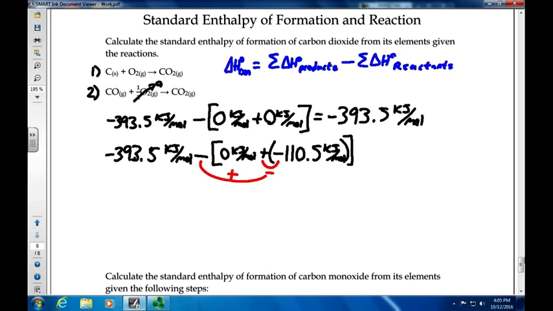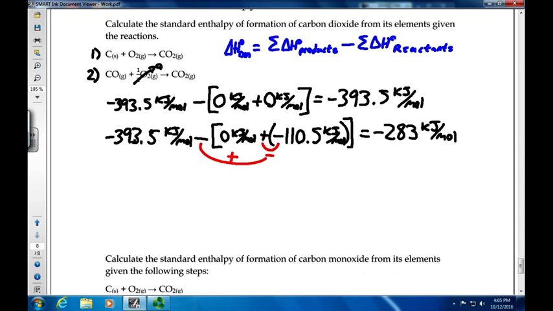So what this is saying is the heat of formation for this reaction is actually negative 283 kilojoules per mole, which is less than our previous one because you're factoring in the carbon monoxide's heat of formation. Let's do another one. It's very similar.